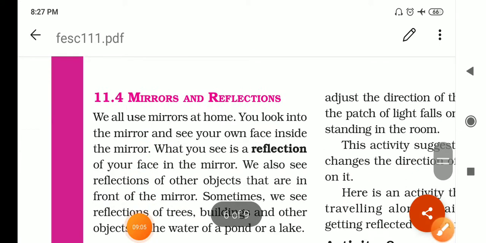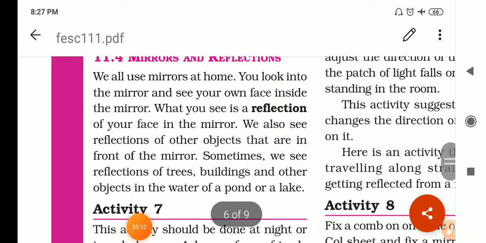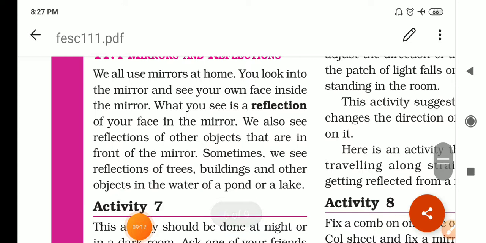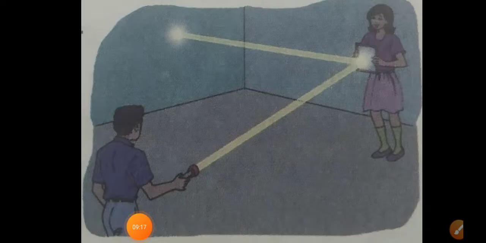Okay, now next. The last topic of the chapter is mirror and reflection. Now we will see what is the meaning of this word reflection. Now you tell me what happens when you throw a ball at a hard surface. Obviously, the ball will bounce off, right? The ball will bounce off.